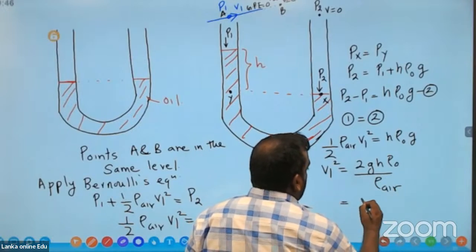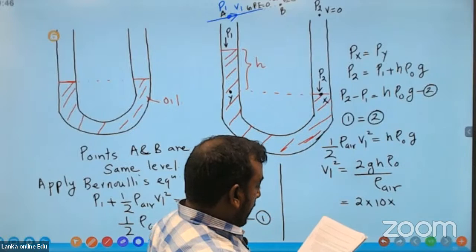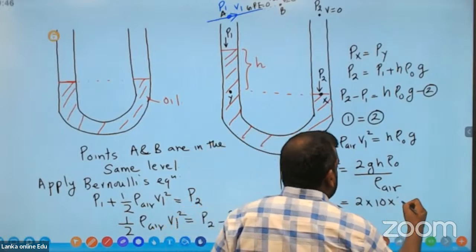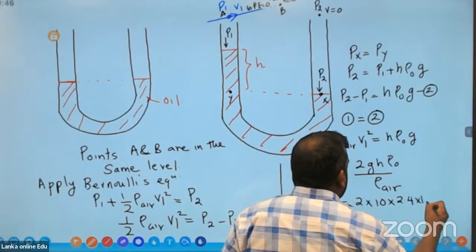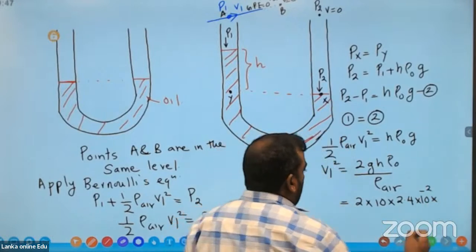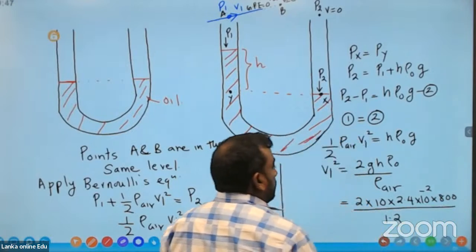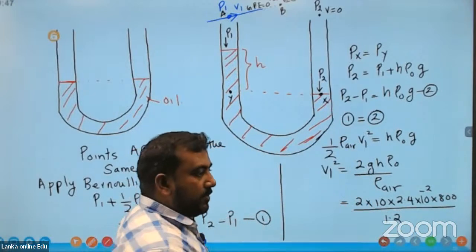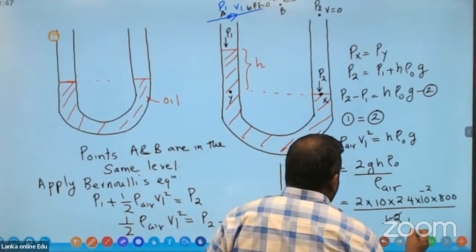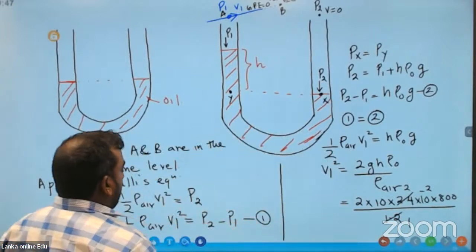And now carefully substitute. g is 10. Height difference is 2.4 centimeters, convert to meters. Density of oil is given as 800. Density of air is given as 1.2. Simplify this carefully.